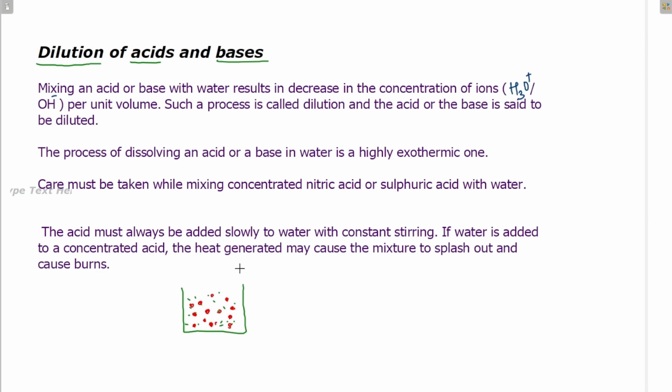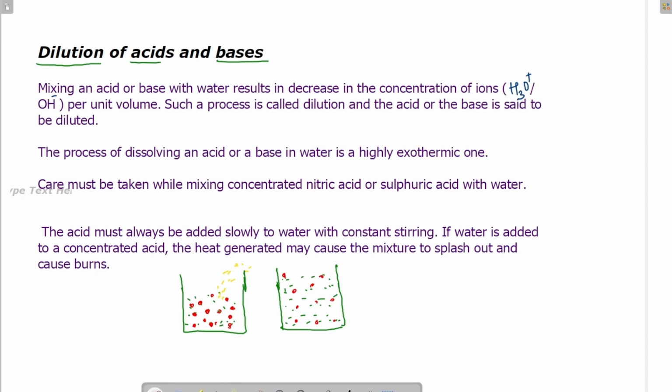Suppose we are going to add water to this container. Let's talk about the process of dilution a little bit later. First understand the concept here. Now we have added water to this container. What happens? Once we add water to this container, you can see here per unit volume, the concentration, the amount of hydronium ions have decreased. Initially, for this amount of solution, I was getting 2 ions. Here, I am getting only 1 ion, which shows that there is a decrease in the concentration of the ions per unit volume.